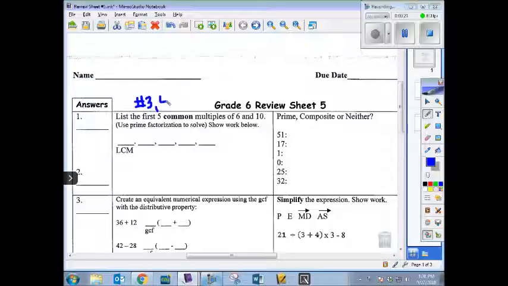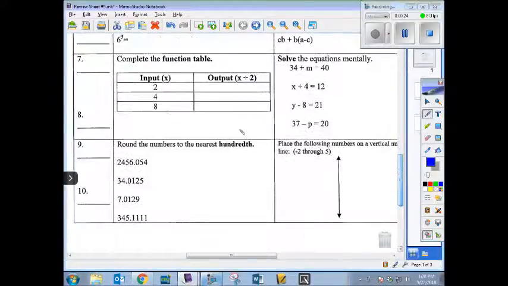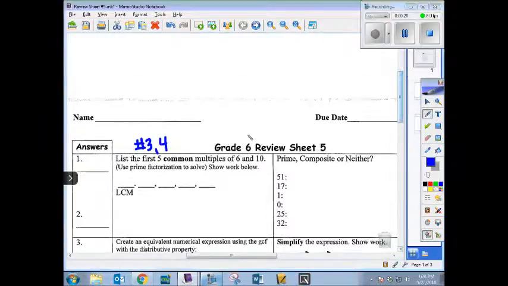Could have been 4 though, but it was number 9. It was like this box right here. Okay, it was that box on either 3 or 4. So you can always look back to that one. Okay, now what this is you're listing out the first 5 common multiples.